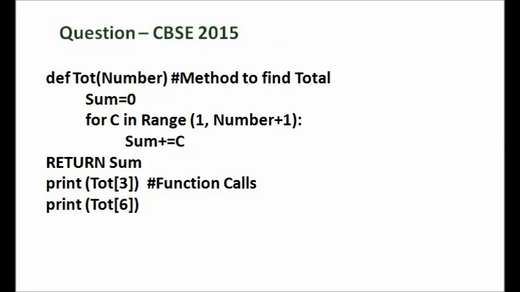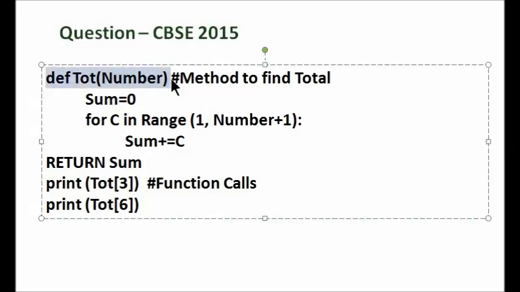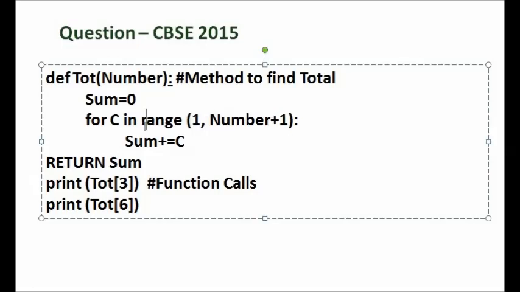Next question. First statement, function header. Is there any error? Yes, at the end of function header, there is colon. Underline the correction. The next line, no error. Then for C in range. What is wrong with this? This range function, it is in lowercase. R is in lowercase. So range 1, number plus 1. No error. Underline the correction.